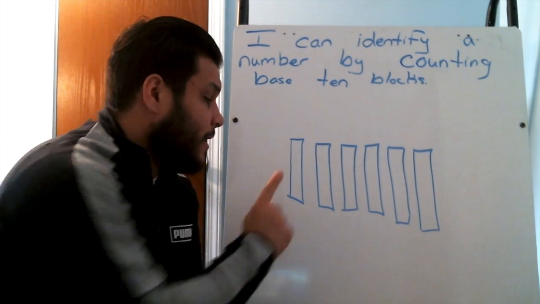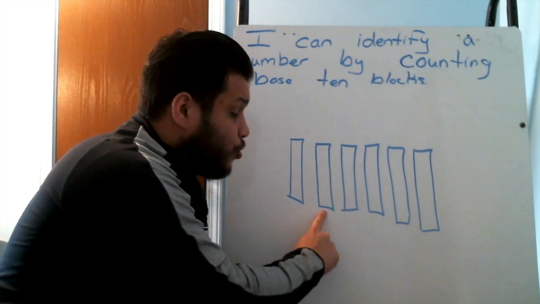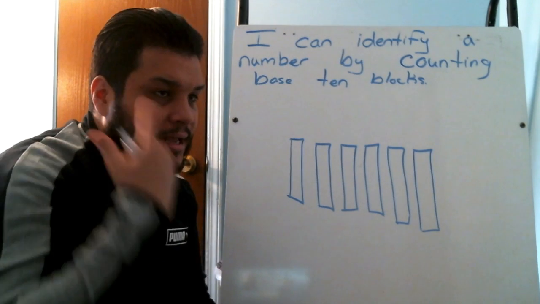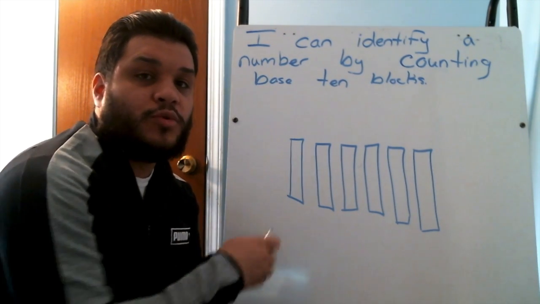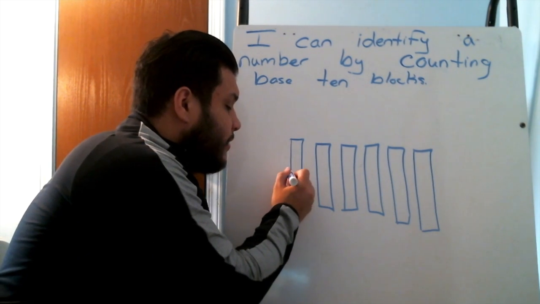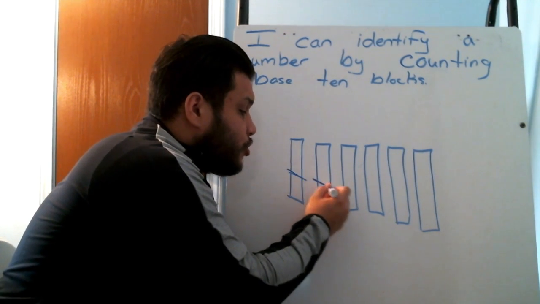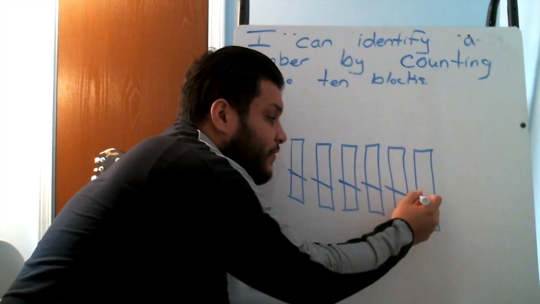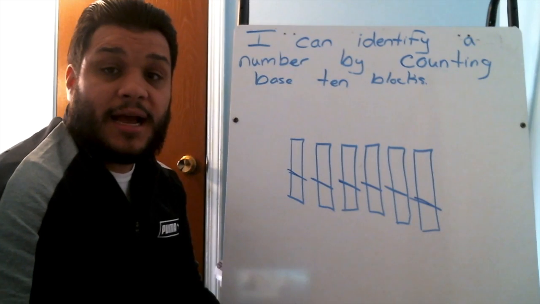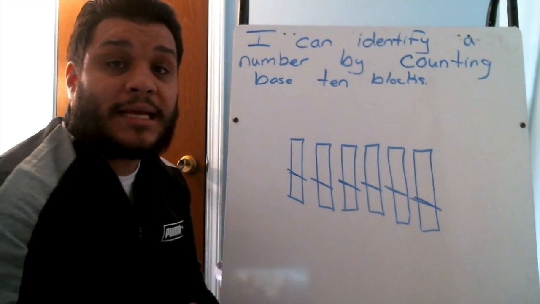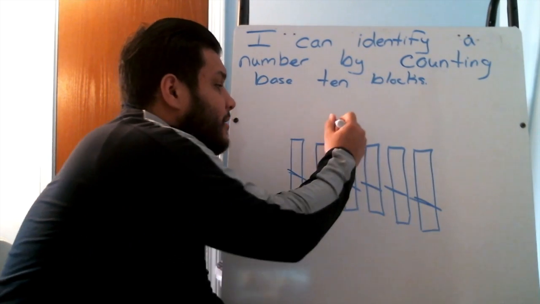Count with me. 10, 20. And you know what? Let me start again because I get confused sometimes when I'm counting. So I like using the crossing out strategy to make sure that I count each one. So let's start that again. Ready? 10, 20, 30, 40, 50, 60. Awesome. So my base 10 blocks are representing the number 60.